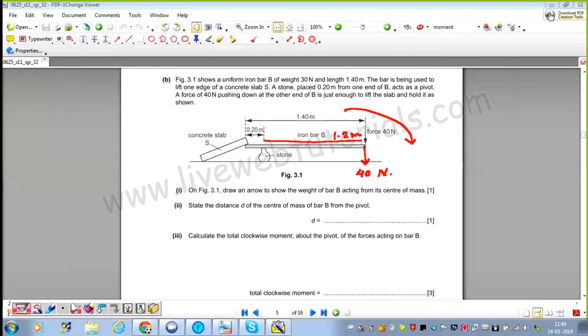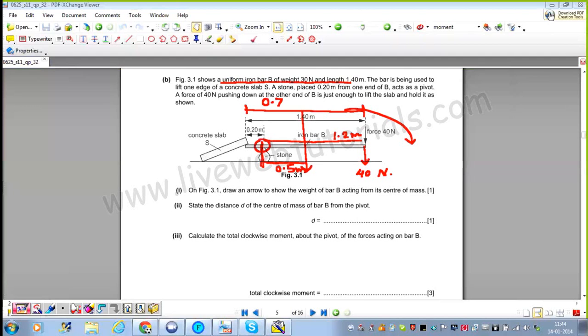Also, apart from this, you can see the pivot is not exactly on the center. So I'm supposed to consider the mass of the uniform bar also, which is 30 newtons. Now, that force will be acting from the center of mass. This distance is 1.4. What is half of that distance? This distance is going to be 0.7. From the pivot, this distance is how much? It will be 0.5 meters.